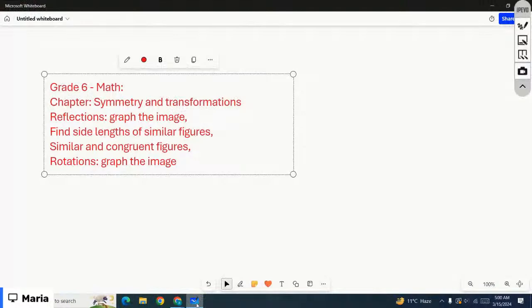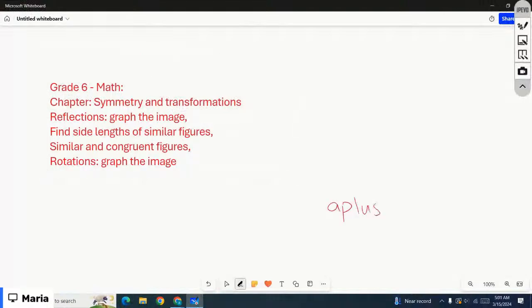We are here for grade 6 math. You can find all the lessons on aplusstudents.com. You have to log in there using your email address and password as provided by the administrator. Then you have to select math from the subject tab, scroll down to grade 6 and then click on view all lessons. So there you can find a list of the chapters.